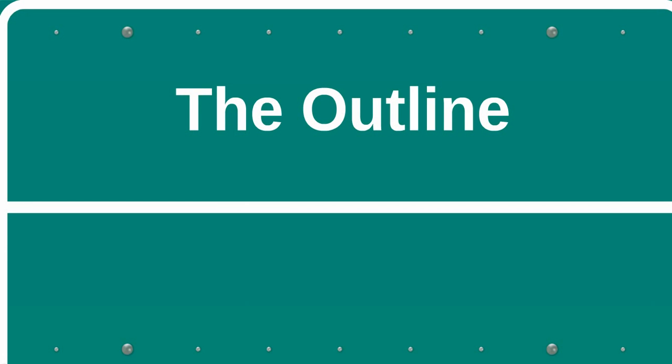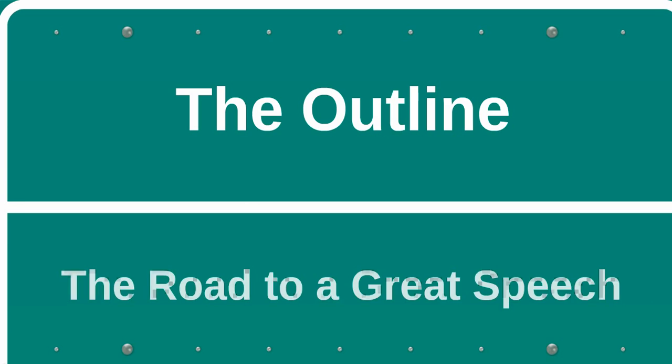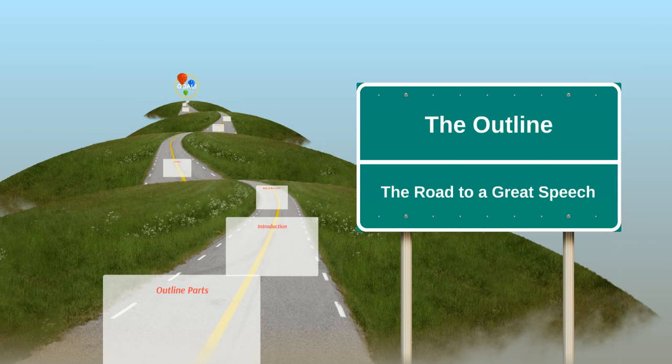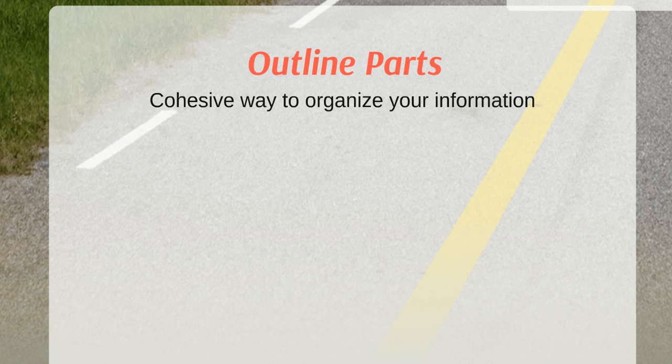This video is going to cover how you create the outline. And on the road to a great speech, there's a couple of different stops that we're going to be making. The first is, what is the outline and how does it break down? So the outline is basically a way in which you're going to organize your information.